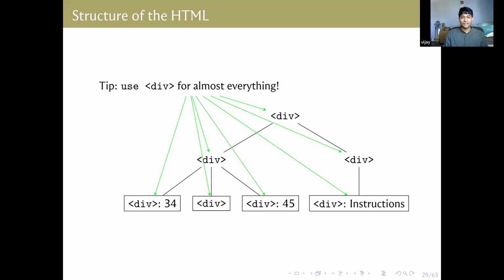So what would that look like? We have a base div element that has 2 children that are also div elements. This first child has 3 children, each of which are div elements. So this div has 34 in it. Then there's a spacing div, and then there's a div with the text 45, and then there's a div with instruction.